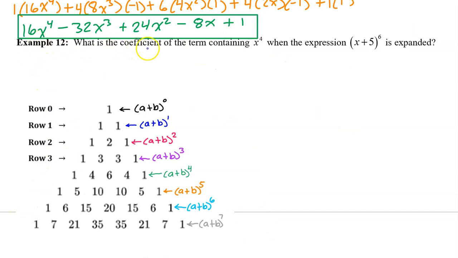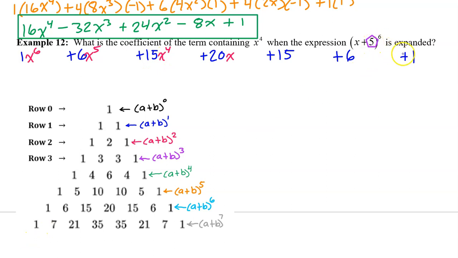Example 12. What is the coefficient of the term containing x to the fourth power when the expression x plus 5 to the sixth power is expanded? The degree 6 tells us to look at this row of Pascal's triangle, and here are the coefficients. The x is on the left, so I start off with x to the sixth power on the left. And then it goes x to the fifth power, x to the fourth power. This is the term that we want. And then it would go on from there. I don't even need to write the rest because this is the term that I need.